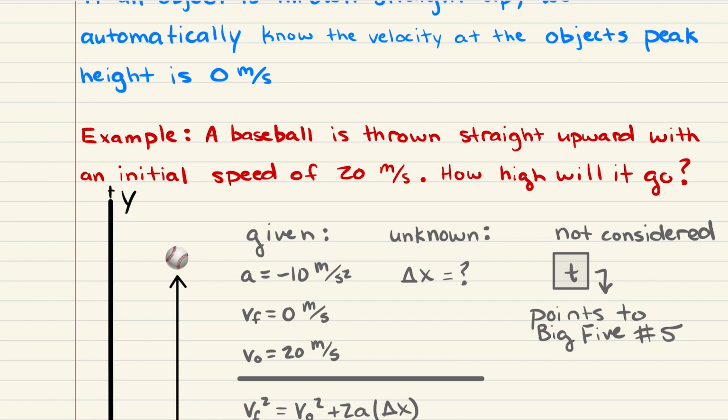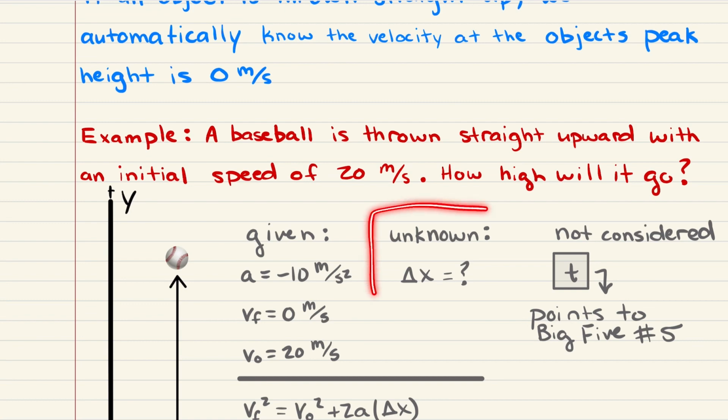It should be 0 meters per second. We're also not explicitly told what the acceleration is, but we're assuming here that we're near Earth and that our acceleration is going to be negative 10 meters per second squared. We are told that the initial velocity is 20. So these are the things that are given.